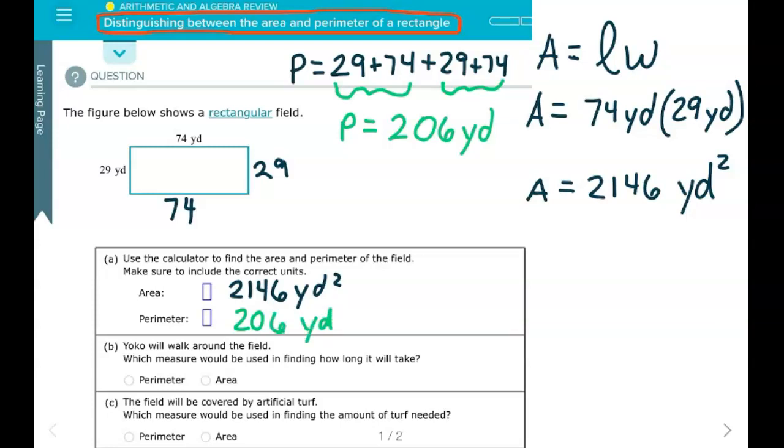Both of these calculations, so now let's see which one would apply here. Yoko will walk around the field. Well, he's going around it, so it's perimeter. And then part C, the field will be covered by astroturf, which would be helpful there. Well, that would be area, because it's going to be the inside that's covered, the two-dimensional space, whereas perimeter is around.